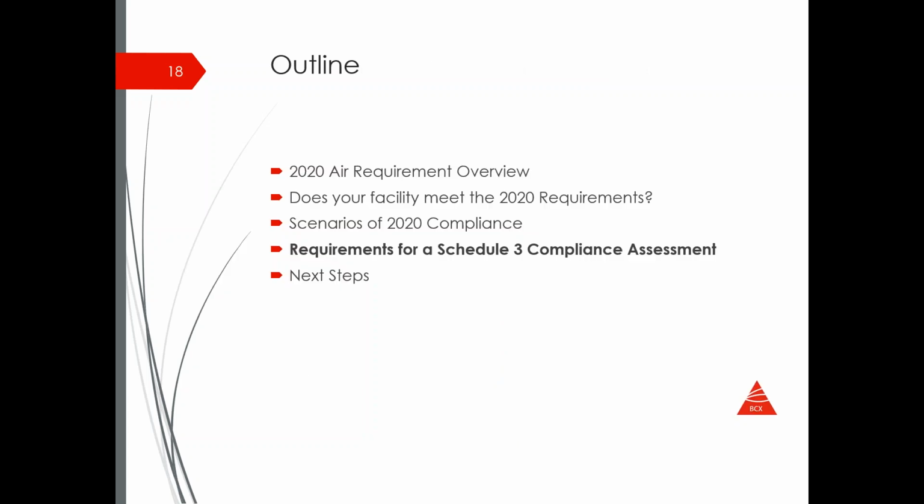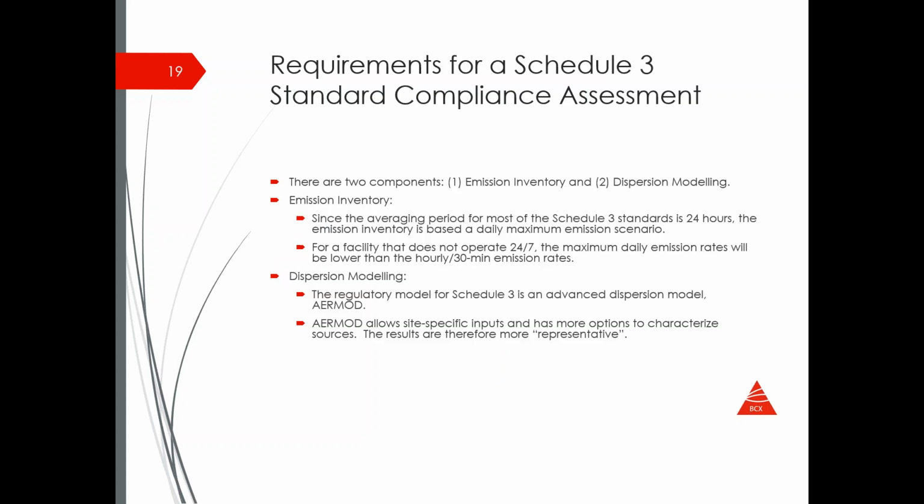So what are the requirements within the Schedule 3 compliance assessment? There are two components in this assessment. The first one is called the emission inventory. The second piece is dispersion modeling. So for a Schedule 3 emission inventory, because the averaging periods for most standards in Schedule 3 are 24 hours, this emission inventory will be based on a daily worst case scenario.